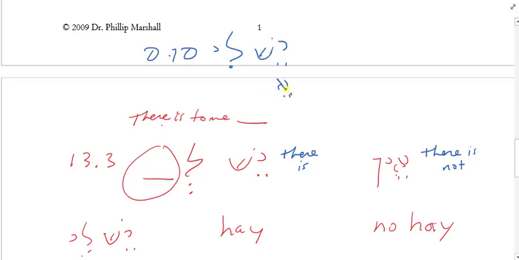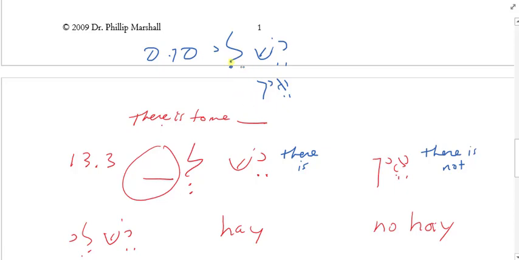How would I say I don't have a horse? Ein li sus. Good. I don't have a horse. How would I say I don't have a husband? Ein li ish. How would I say I don't have a king? Ein li melech.